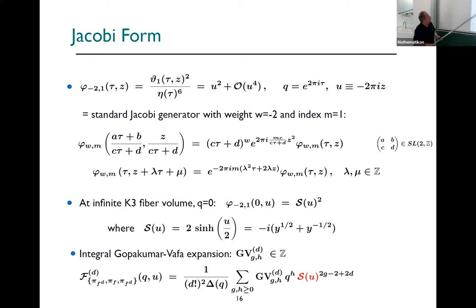So this theta form can be written in terms of a theta function, and everybody knows, a standard Jacobi form of modular weight minus two and index m, which means just that the modular function has properties like this, and that's all the double periodicity. And at infinite K3 fiber volume, Q equals zero, which is a limit, if you take, then this function turns just into the square of this sine function that appears in all these problems around the moduli theory, everywhere you have the sine function.